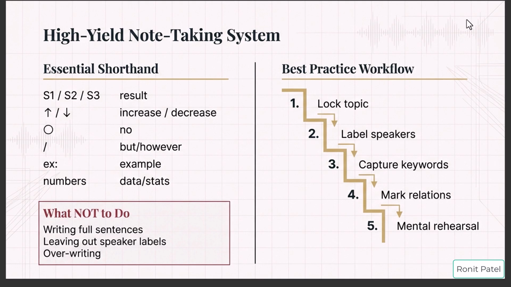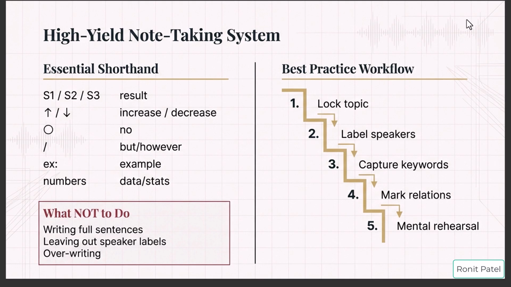The slide shows a 5-step workflow. Let's expand it properly. Step 1, log topic. Within the first 10 to 15 seconds, identify what the discussion is about. This helps your brain categorize information. Step 2, label speakers. Immediately mark S1, S2, S3. The critical mistake that students make is they forget to separate speakers.